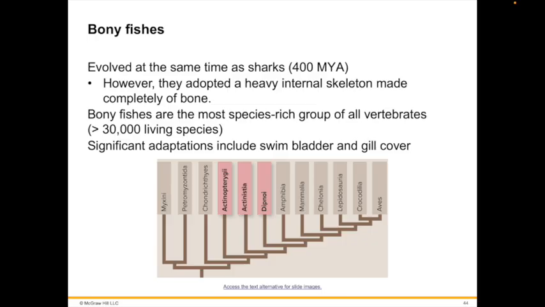Most bony fishes have highly mobile fins, very thin scales, and completely symmetrical tails, which keep the fish on a straight course as it swims through the water. Bony fishes are the most species-rich group of fishes, indeed of all vertebrates. There are several dozen orders, containing more than 30,000 living species.